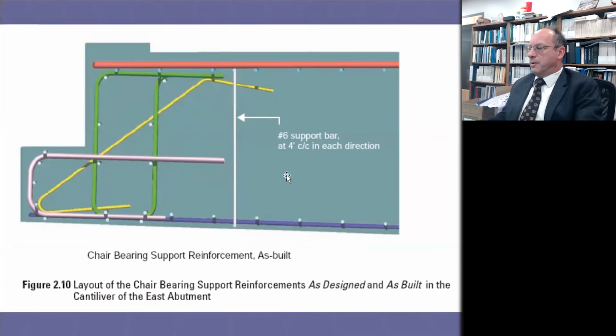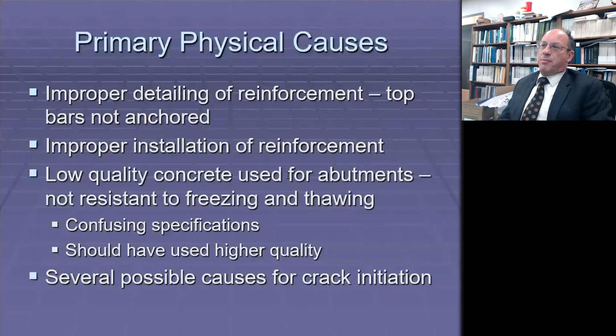There was also a lot of work done in the report on materials aspects of this. So the top bars weren't really anchored and were not properly installed to the plans. And then there was some confusion about the specification and the quality of the concrete that should have been used for the abutments, and it was not particularly resistant to freezing and thawing, which in Quebec, you would obviously want. What's a little hard to figure out is what caused the crack to form and spread on that day, what caused the triggering mechanism.